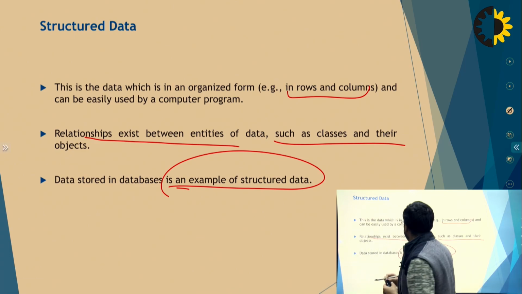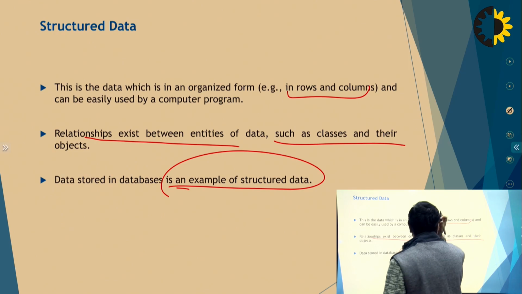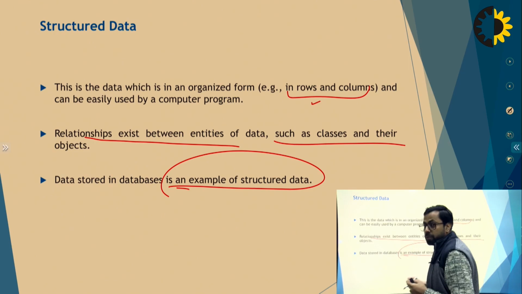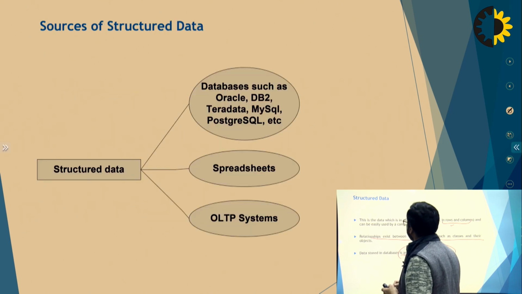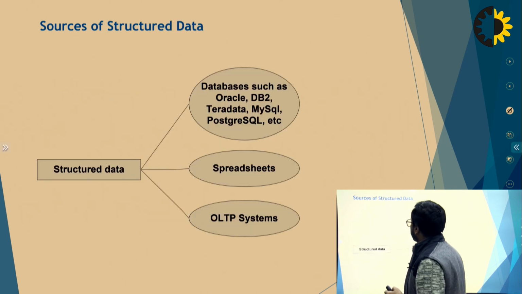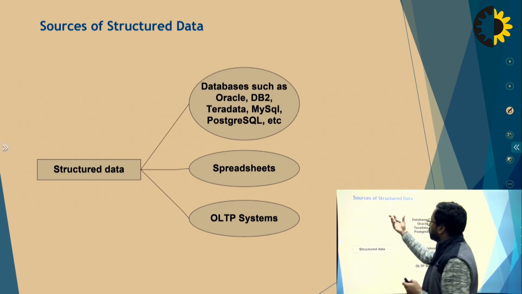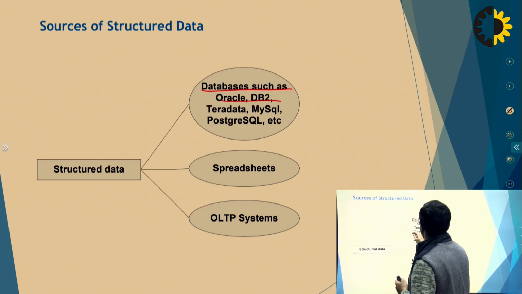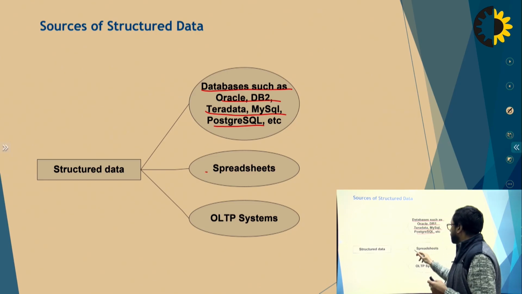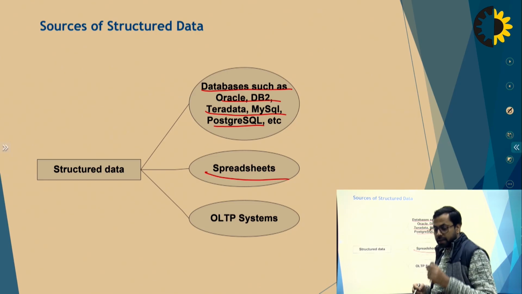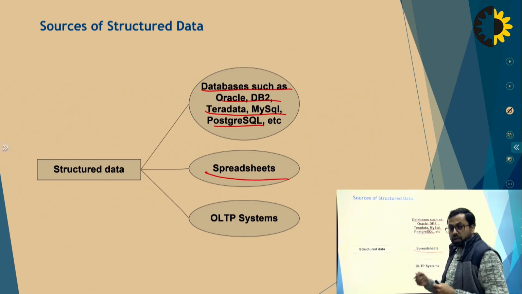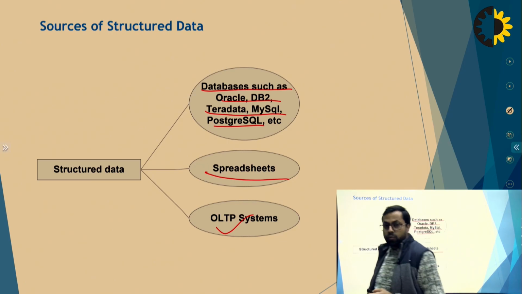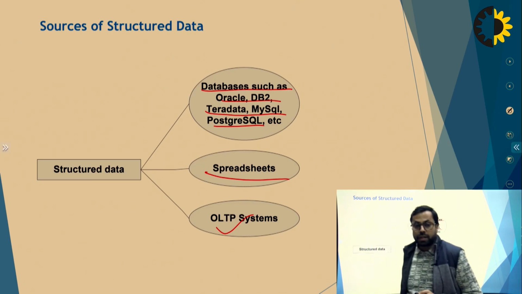In a similar way, we have the concept of structured formation in rows and columns in purely structured data. The sources of structured data are databases such as Oracle, DB2, Teradata, MySQL and PostgreSQL. It can also be present in spreadsheets, which are multiple Excel files divided basically into rows and columns, and in OLTP systems. So these are the formations where structured data is basically present.